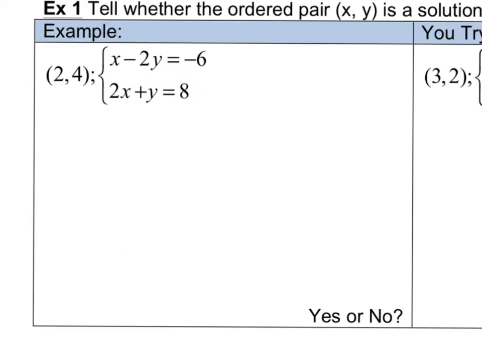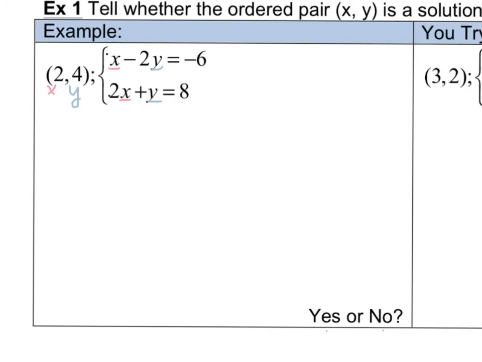This kind of example wants us to say whether or not these two lines intersect at the point 2, 4. So our ultimate answer isn't going to be where, because they're asking us if this is the place 2, 4 that they cross. Our final answer is either going to be yes or no. So we have to check to see if it makes sense. What we're going to do is take the x and the y and plug them in to each of the equations and see if everything checks out. If it does, we'll answer yes. If it doesn't, we'll answer no.